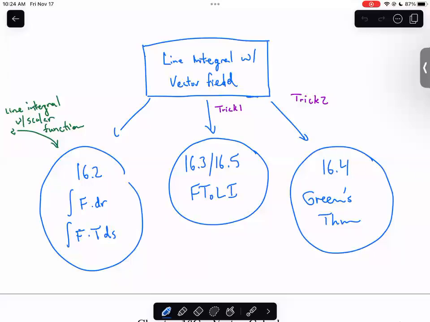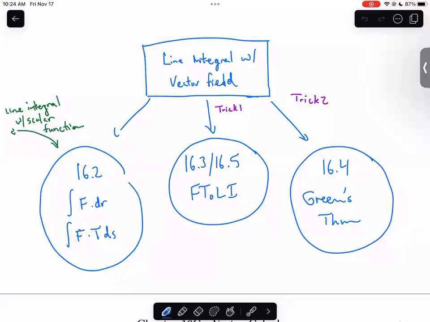Then in 16.3/16.5, we learned a trick: that if you have a conservative vector field, then you can evaluate a line integral a little bit faster, perhaps, using the fundamental theorem of line integrals. So that was the whole f of b minus f of a business. But again, this trick doesn't always work. You need to have a conservative vector field in order to make this work. If it doesn't work, well, then you have to go back to the original method.